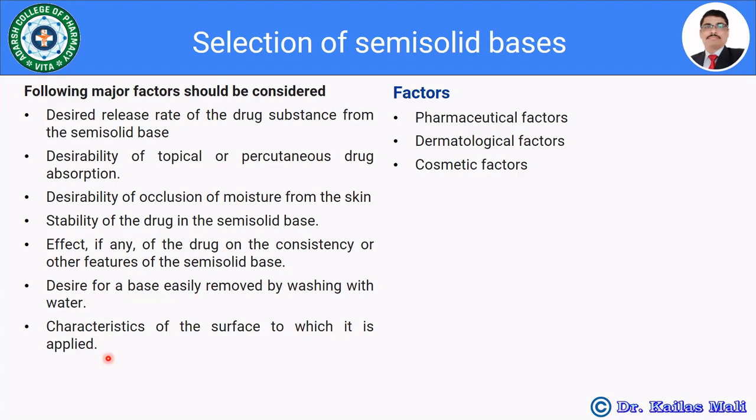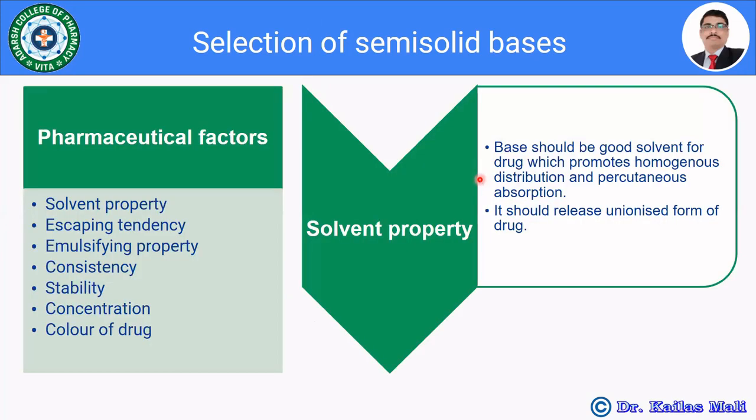There are three important factors which need to be considered, categorized as the pharmaceutical factors, the dermatological factors, and the cosmetic factors. The pharmaceutical factors are further divided into solvent property, escaping tendency, emulsifying property, consistency, stability, concentration, and color of drug. We'll see them one by one.